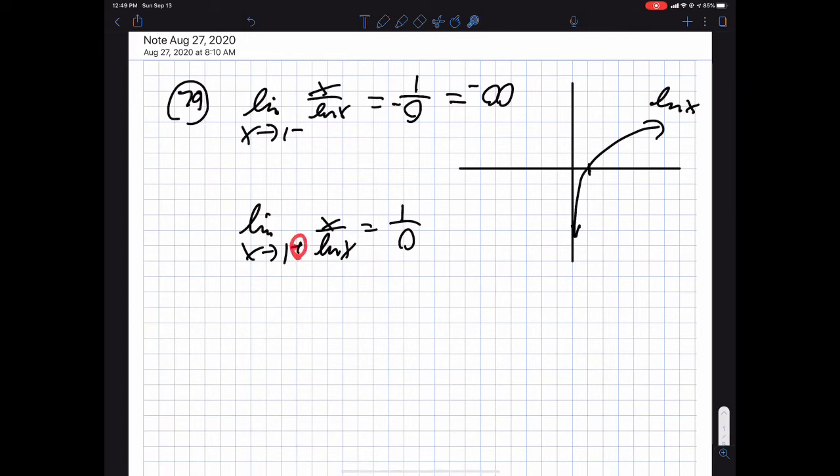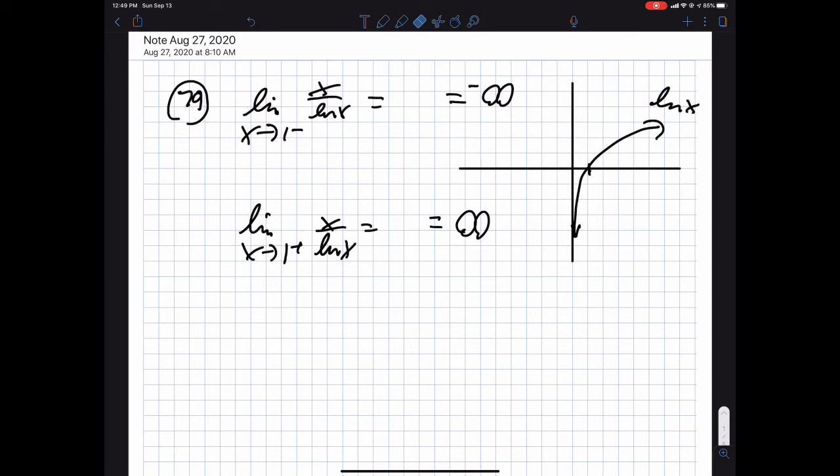Now we're approaching from the right. If I approach 1 from the right, it looks like the y value is approaching 0, which it is. But on top, these are positive values. So you're approaching 0 from positive values, therefore, a positive divided by positive is positive. So I put positive infinity. And that's it. That's number 79.